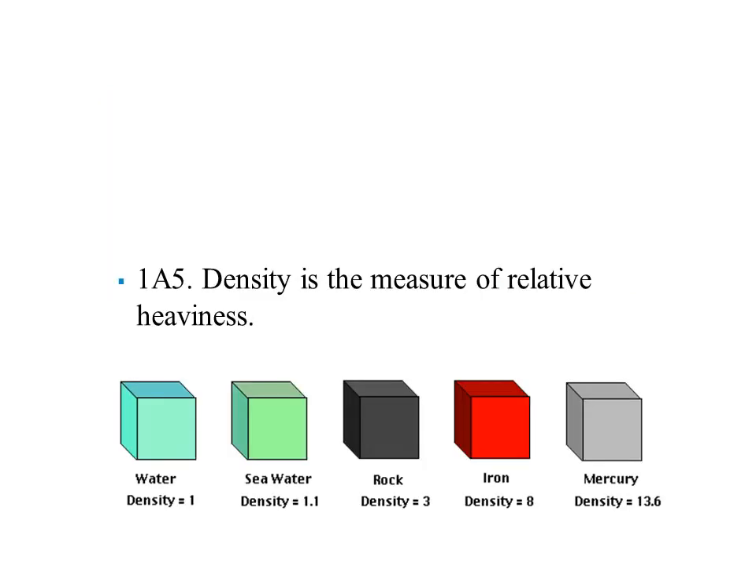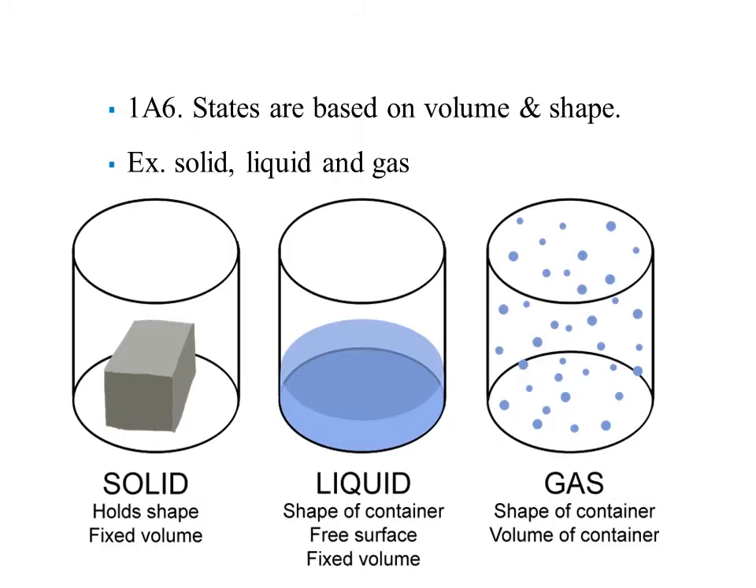The fifth physical property is density. Density is the measure of relative heaviness. The sixth physical property is based on these different states. These states are based on volume and shape. So some elements can be in the solid form, a liquid form, or a gaseous form.